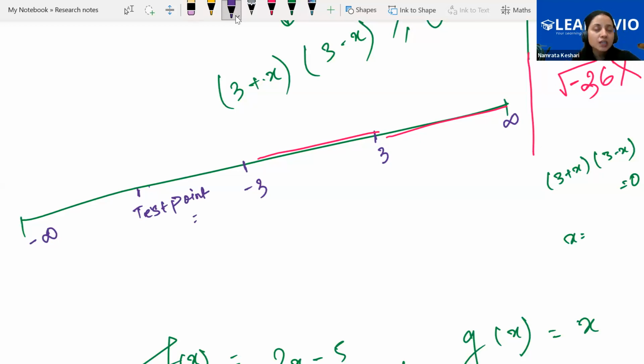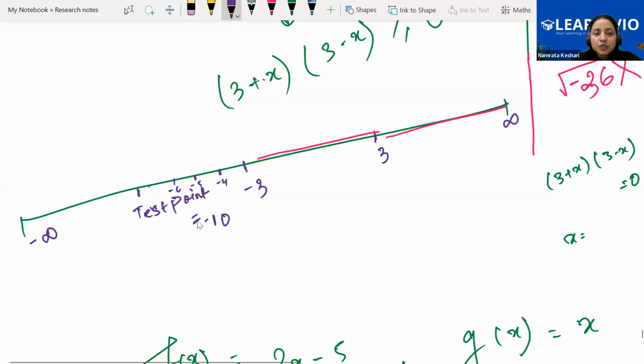Take any random number between minus infinity and minus 3. 0? No. Minus 4? Minus 5? Minus 6? Which number? Are you able to understand? Here minus 4 will be there, minus 5 will be there, minus 6 will be there. Minus 10, you said? Yeah, let's take minus 10.